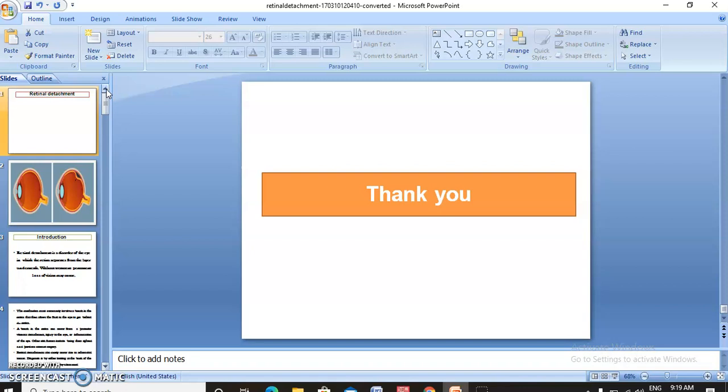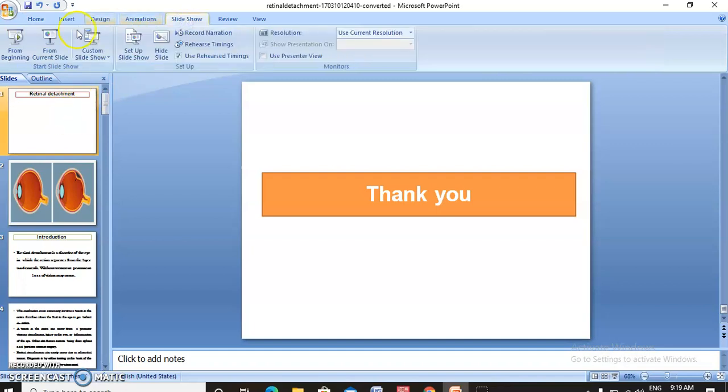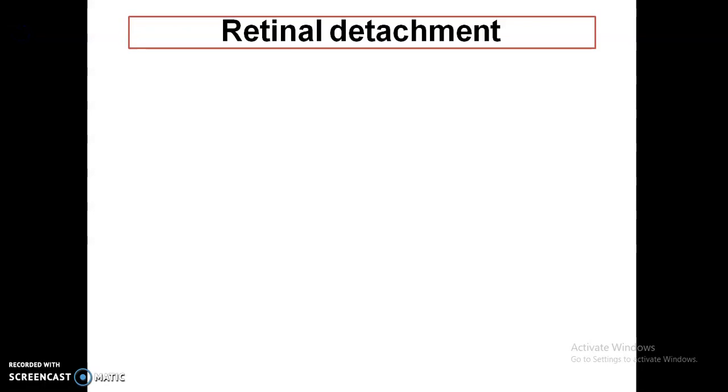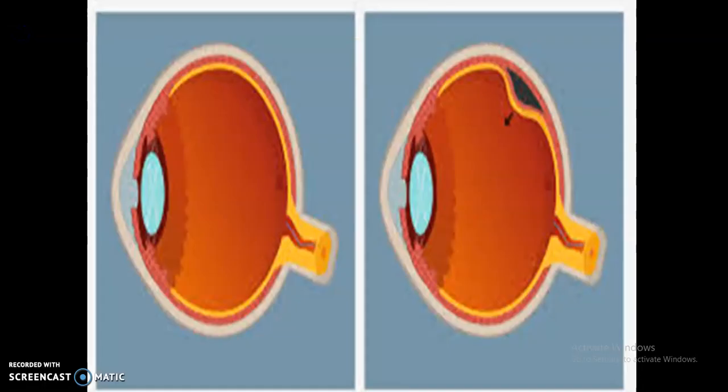Now we are going to discuss another topic, which is retinal detachment. From the word itself, it's clear that it's a detachment of the retina from the posterior surface of the eye. In a normal case, the retina will be attached to the eye borders, and once there is a detachment due to any tear or anything, that is known as retinal detachment.